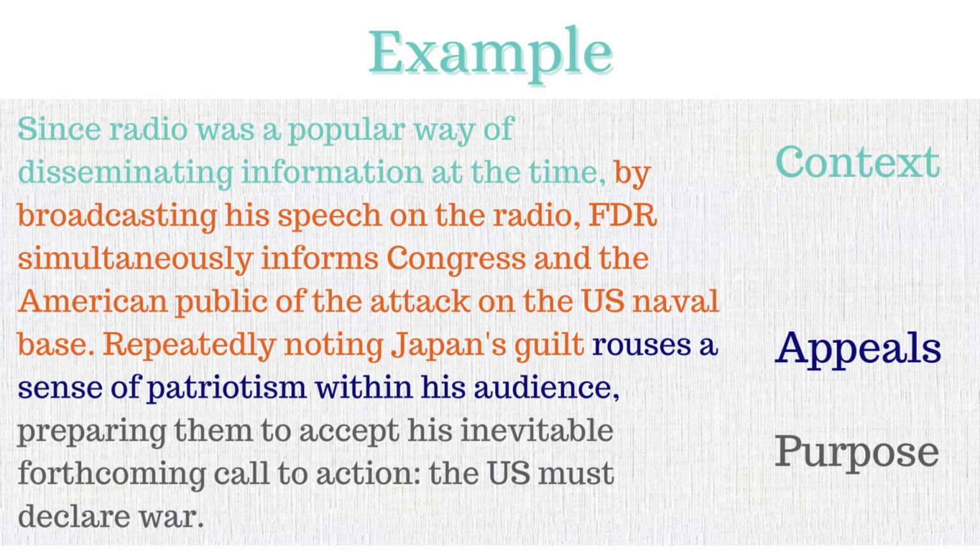It says, since radio was a popular way of disseminating information at the time, by broadcasting the speech on the radio, FDR simultaneously informs Congress and the American public of the attack on the U.S. naval base. I highlighted the beginning of the sentence in blue to represent context. That's because that's outside information that I know. I know that during the World War II era, they relied on radio and newspapers for their information.